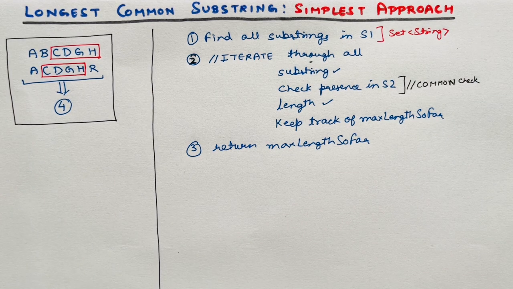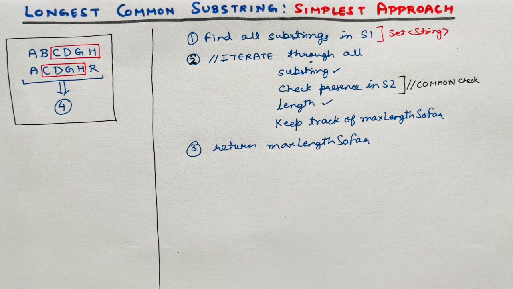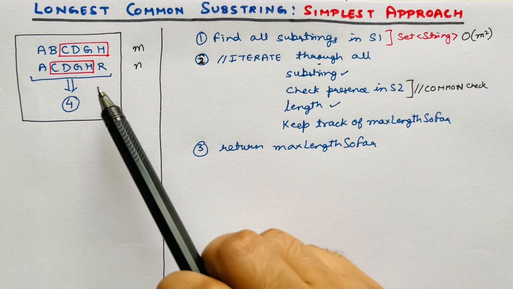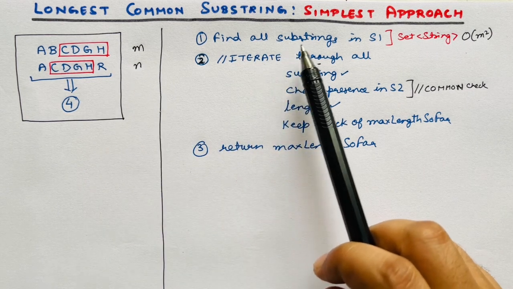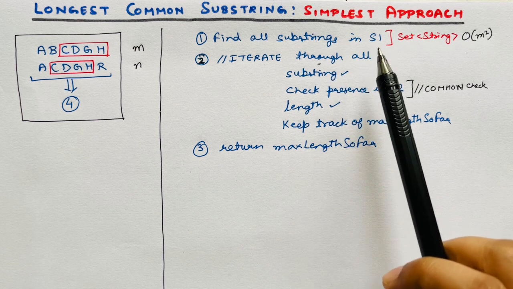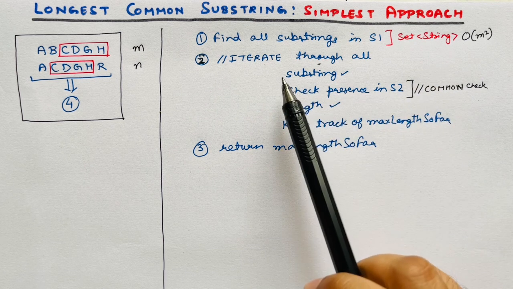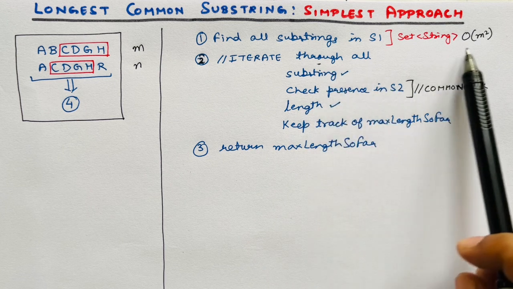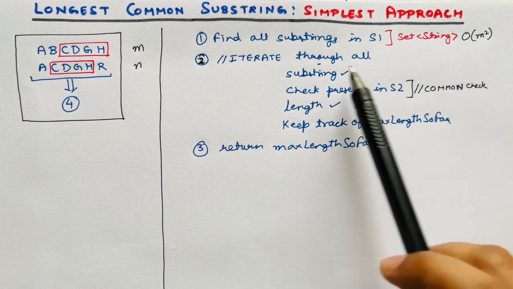Now let us try to understand what will be the time and space complexity for this algorithm. Let us say that the lengths of the two strings are m and n. Then how much time will the first step take, finding all substrings in S1? It will take of the order of m square. Then how much time will this iteration take? This will also take the order of m square, this whole loop, because there are order of m square substrings in total.